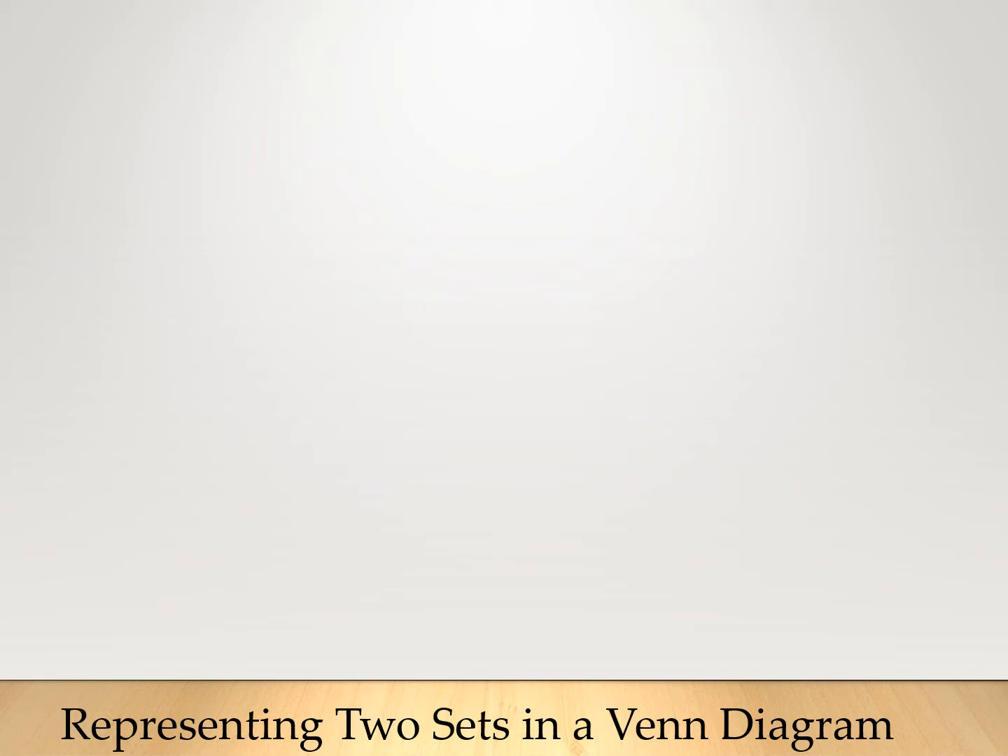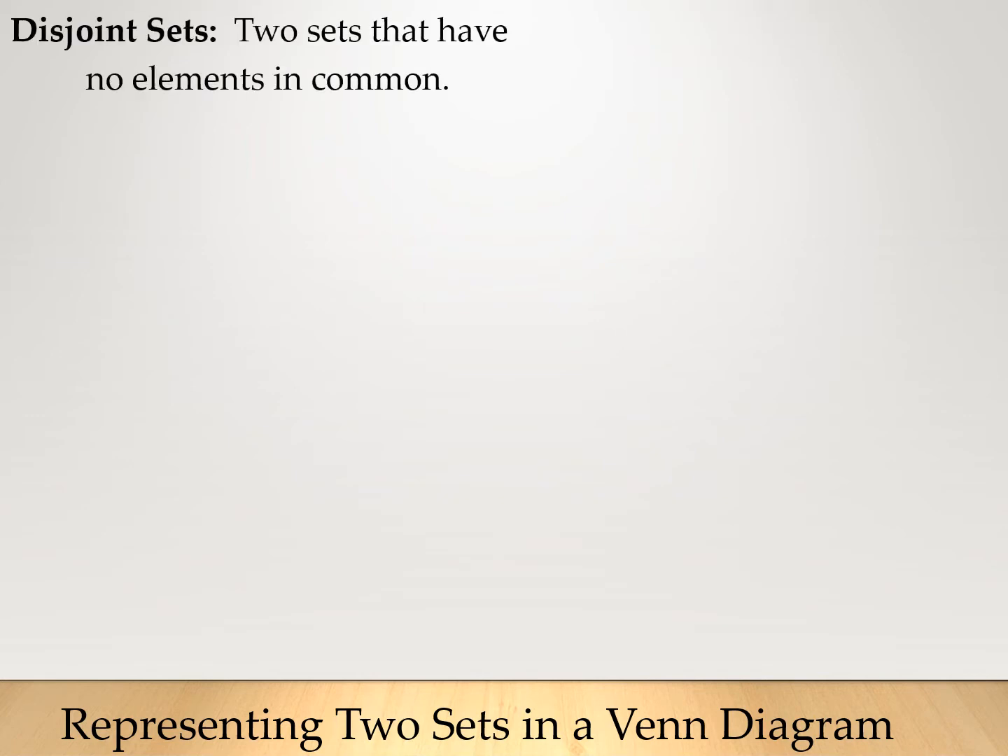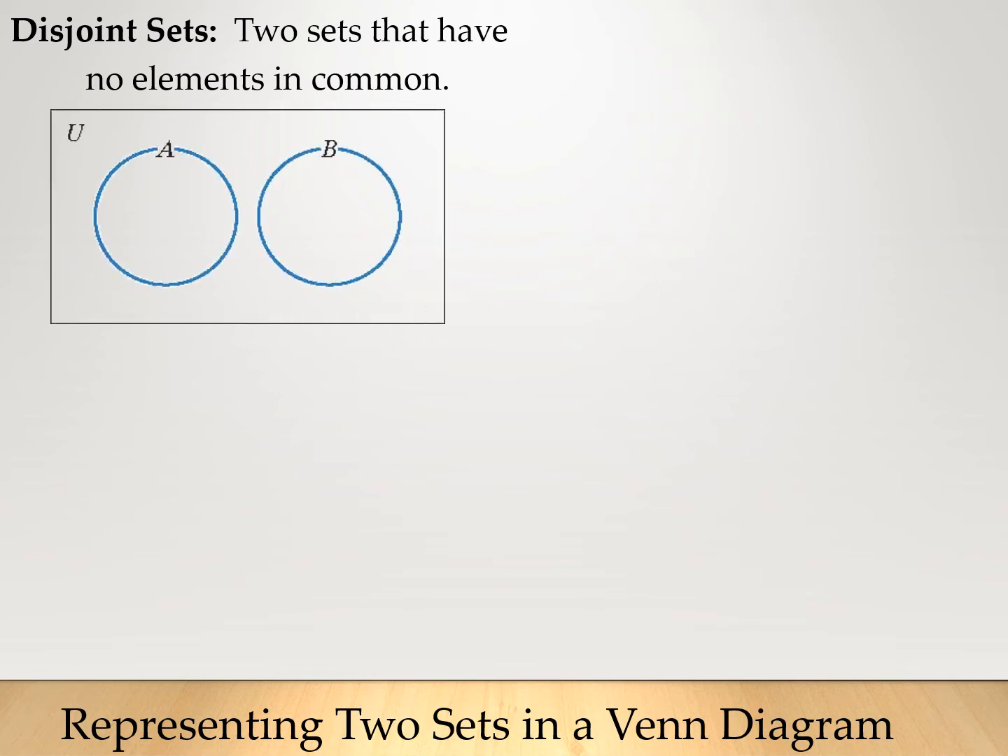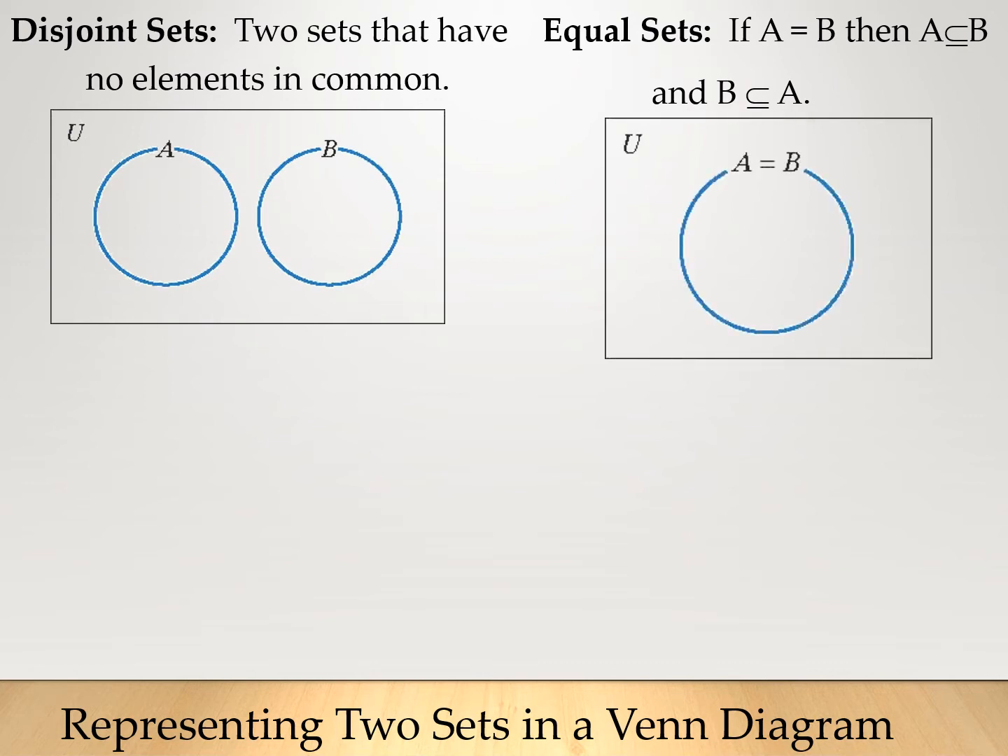Representing two sets in a Venn diagram, we have disjoint sets, two sets that have no elements in common. So this is the Venn diagram representing disjoint sets. We also have equal sets. If A is equal to B, then A is a subset of B and B is a subset of A. So we have this Venn diagram to represent equal sets.